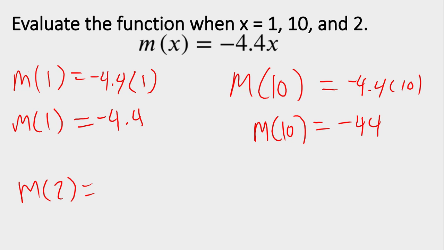Check, check. Negative 4.4 times 2 equals negative 8.8. So m of 2 is negative 8.8. Next slide.